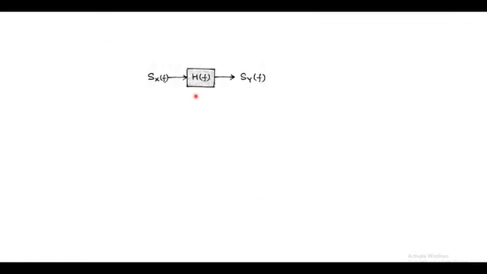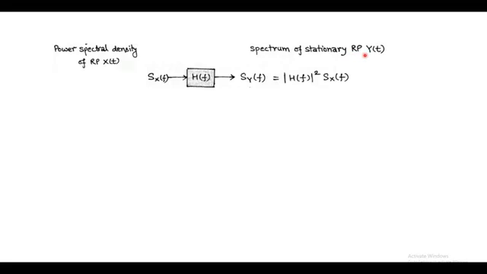Now in frequency domain representation, the LTI system has impulse response capital H(f) with input in frequency domain called power spectral density denoted by capital S(f). Here the random process is considered as a wide sense stationary random process. So the output of the LTI system in frequency domain is given as S_y(f), which equals the product of the square of the magnitude of the impulse spectrum response and the input power spectral density. So S_y(f) is called the spectrum of stationary random process y(t).